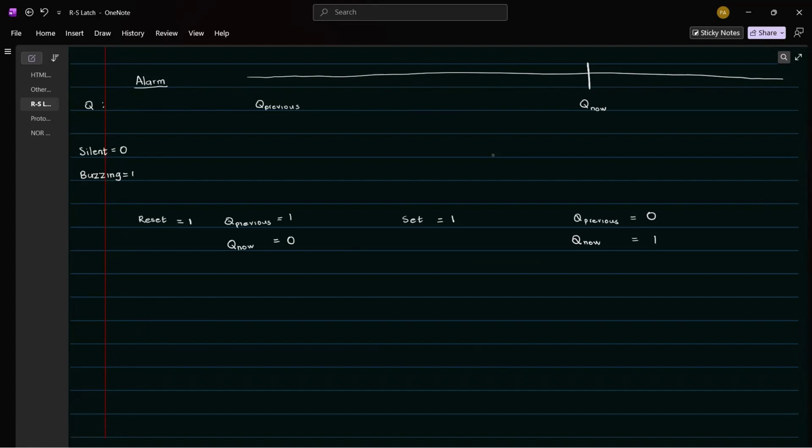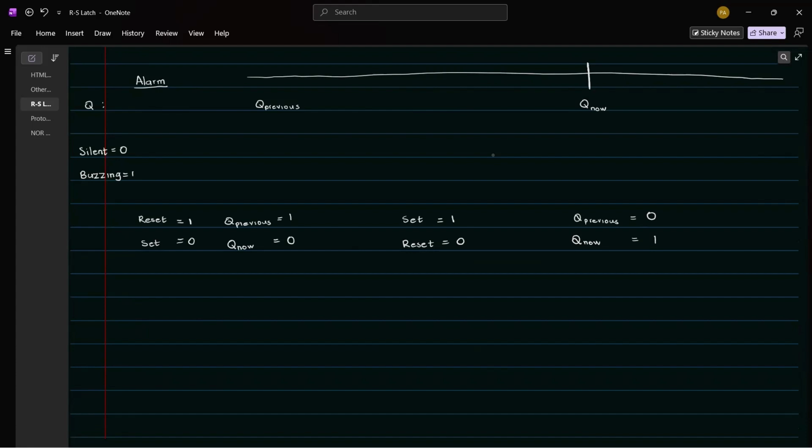When reset is equal to 1, when we are resetting, we will make sure that set is equal to 0. And when the alarm is going to be set, we know the reset button is not going to be pressed, so reset is equal to 0. This is what happens.